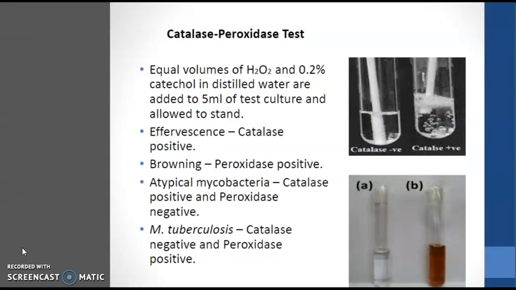Next is the catalase peroxidase test. In this, a mixture of equal volumes of hydrogen peroxide and 0.2% catechol in distilled water is added to 5 ml of the test culture and allowed to stand for a few minutes. Effervescence indicates catalase production and browning indicates peroxidase activity. The atypical mycobacteria show catalase positive and peroxidase negative, whereas Mycobacterium tuberculosis is catalase negative and peroxidase positive.